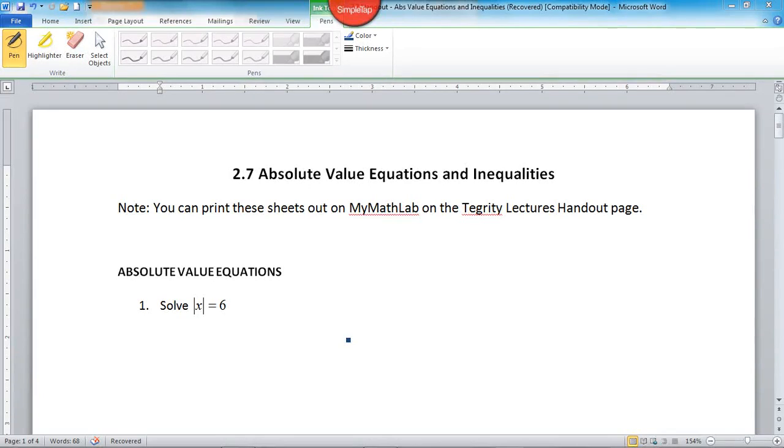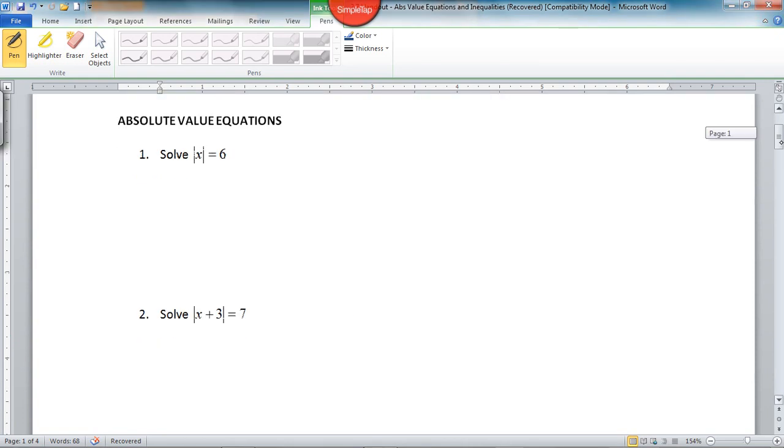This is the lecture on section 2.7, absolute value equations and inequalities. The absolute value bars, the absolute value of a number, is probably recognized by most of us.